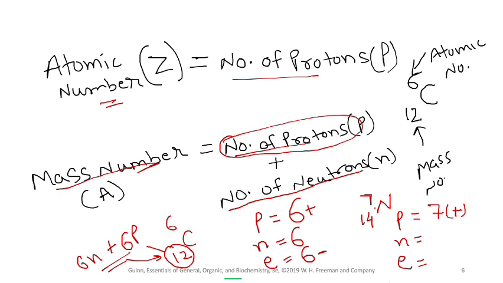Nitrogen doesn't have any charge, it has 0 charge, right? So that means the number of electrons has to match the number of protons, right? 7. Electrons are also 7, because the charges have to be equal to become neutral. Positive cancels negative.